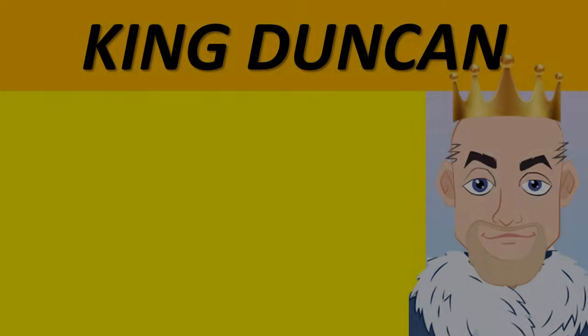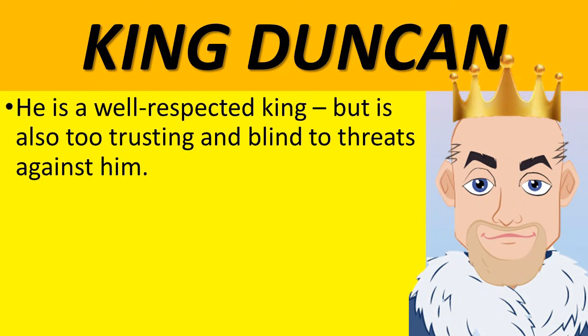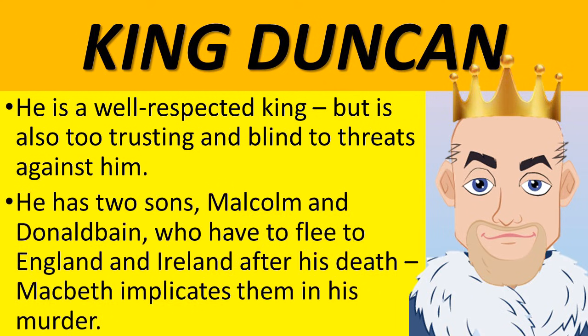We've got King Duncan. He is a well-respected king, but he's also too trusting and blind to threats against him. He has two sons called Malcolm and Donalbain, and they have to flee to England and Ireland after his death. Macbeth implicates them in his murder.